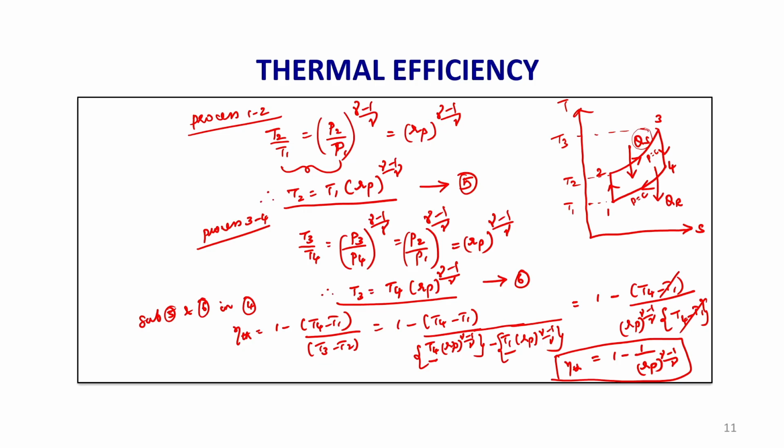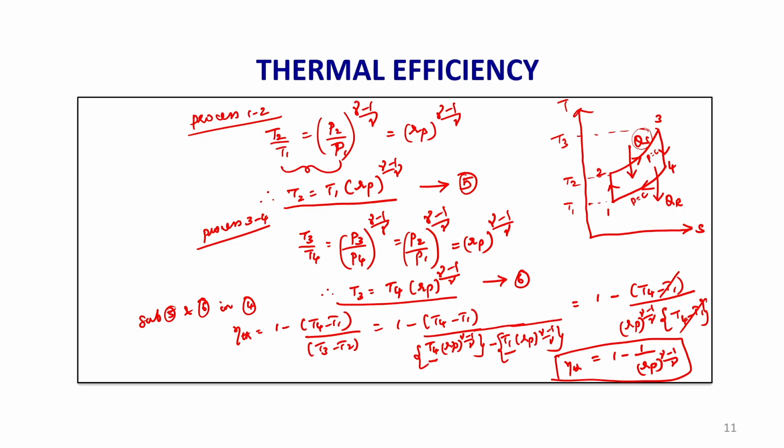Now, to summarize the process of an ideal Brayton cycle, 1 to 2 is isentropic compression, 2 to 3 is constant pressure heat addition, 3 to 4 is isentropic expansion, and 4 to 1 is constant pressure heat rejection. This is the only process among the 4 air standard cycles which we have discussed, in which the heat rejection takes place at constant pressure, whereas in all the 3 previous air standard cycles, that is Otto cycle, diesel cycle and dual cycle, the heat rejection takes place at constant volume.